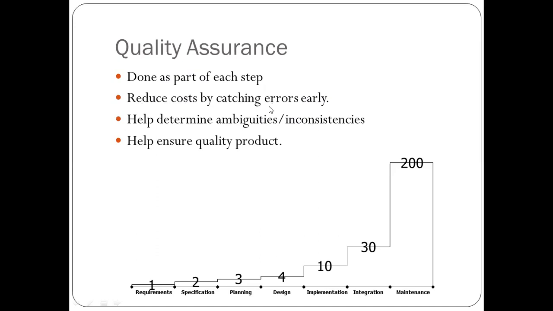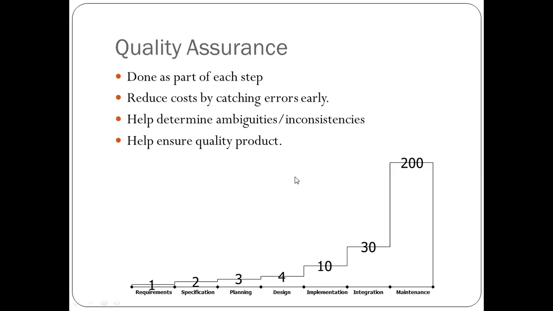Okay, and work as per the requirement of the customer, help determine ambiguities, or we can say inconsistencies. So the quality assurance, if it is okay, then this helps to determine the ambiguities. If our software has some sort of problems, or we can say errors, or inconsistencies, it is not working properly as per the requirements, then we cannot assure the quality. Okay, if we are assuring the quality, then it must be free from all types of ambiguities or inconsistencies. Help ensure quality product.